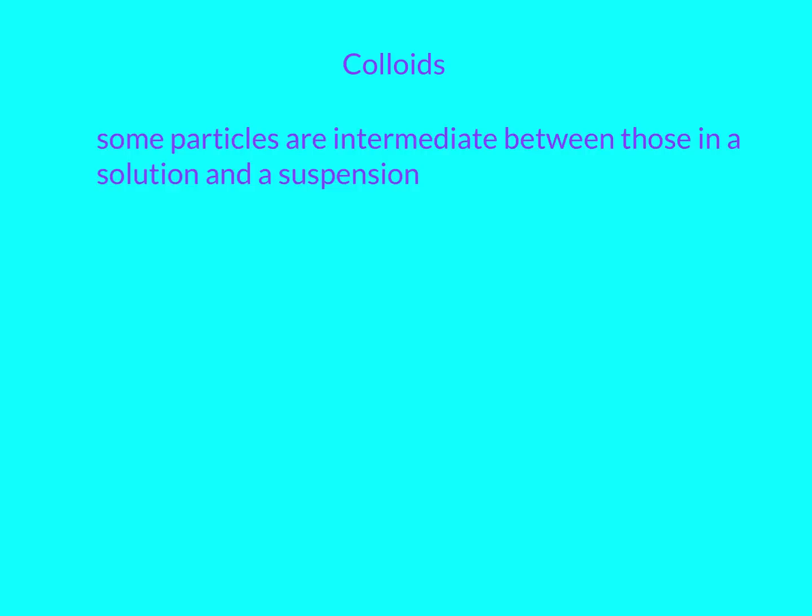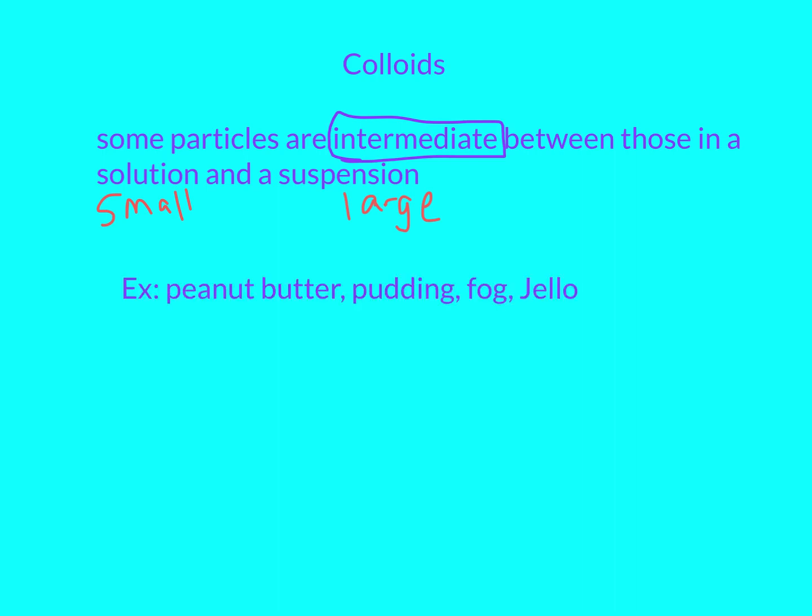Okay, the last type I'm going to talk about today are colloids. Colloids are kind of special because they have particles that vary in size. They are intermediate between the size of those in a solution, where they're really small, and a suspension, where they're larger. So we've got small particles here and large particles here. A few examples of colloids are peanut butter, pudding, even fog, and jello.